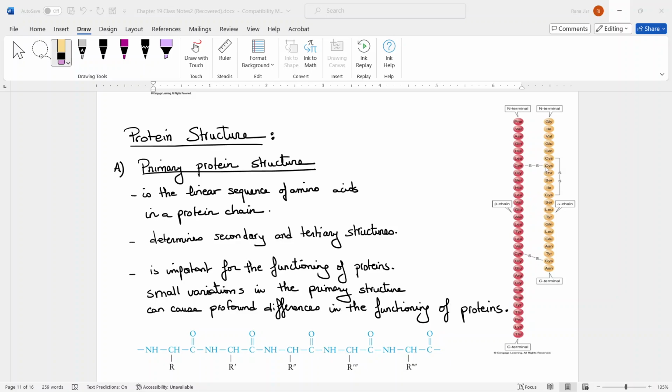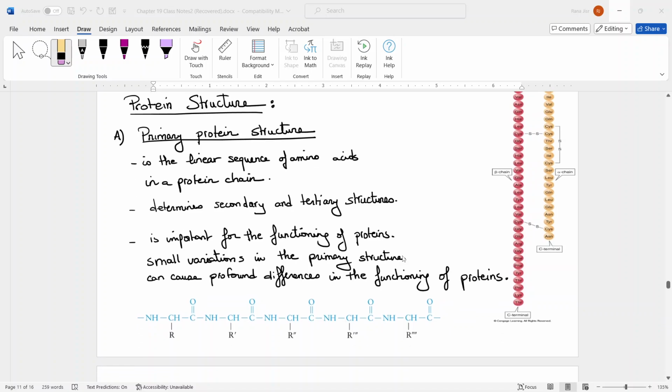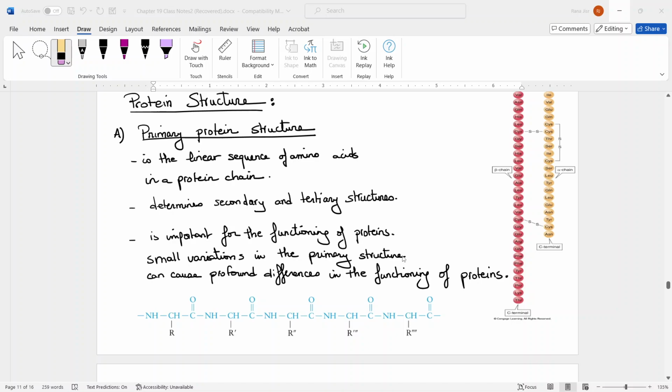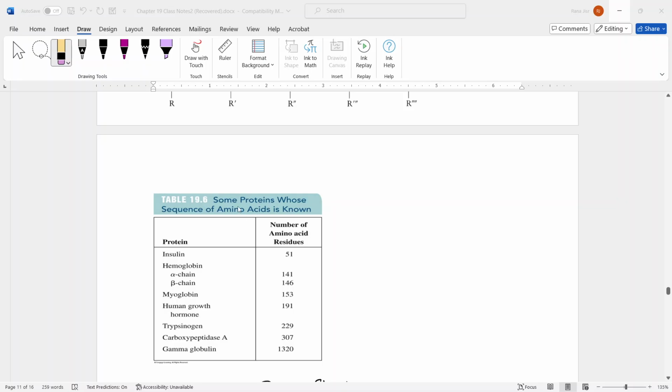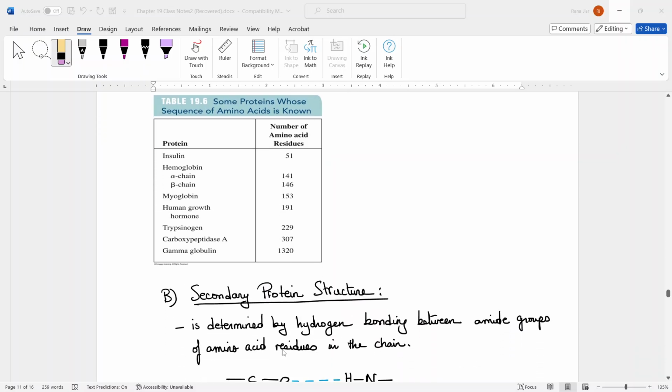Whenever you have two cysteine amino acids that are next to each other, they always make a disulfide bridge. So a simple primary protein structure is a simple sequence or strand of amino acids that are connected to each other in a protein chain. Not all proteins have a known amino acid sequence, but for some of them we know their sequence of amino acids.